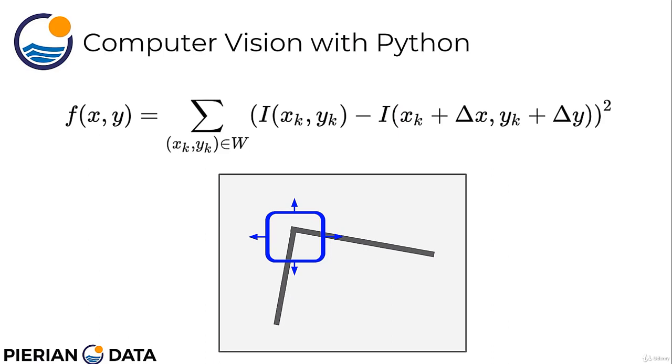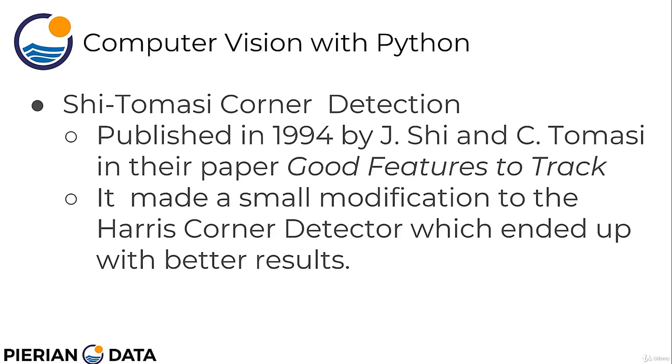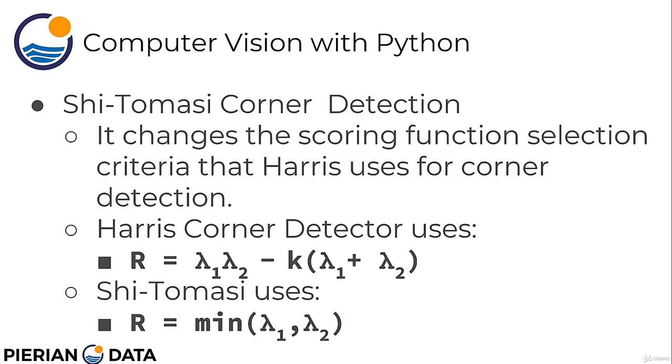The Shi-Tomasi corner detection was published in 1994 by Jianbo Shi and C. Tomasi in their paper Good Features to Track. It made a small modification to the Harris corner detector, which ended up with better results. So it's actually based almost directly off the Harris detection algorithm. It just has a small modification. What it does is it changes the scoring function selection criteria that the Harris corner detection uses. The Harris corner detection uses the following formula here, where we have lambda 1 times lambda 2 minus k times the sum of both lambdas squared. Shi-Tomasi actually just reduces that to be the minimum of lambda 1 versus lambda 2.